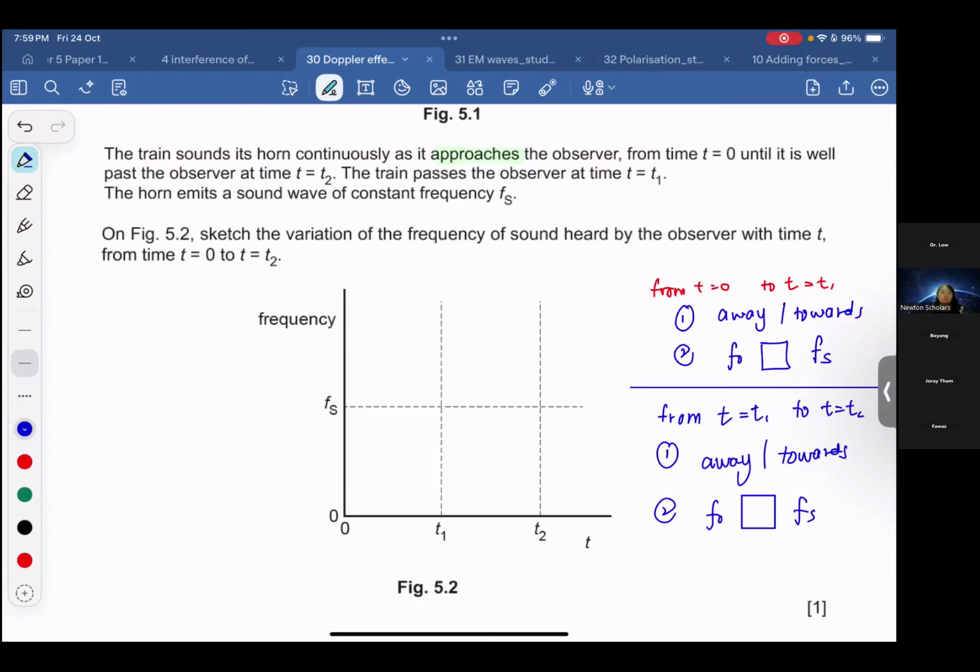Any of you know how to sketch the frequency? Always read the question, ask yourself, away or towards, what happened to the frequency? Because Doppler effect is talking about the observed frequency. First one should be drawn higher than your Fs. Second part should be lower than your Fs.